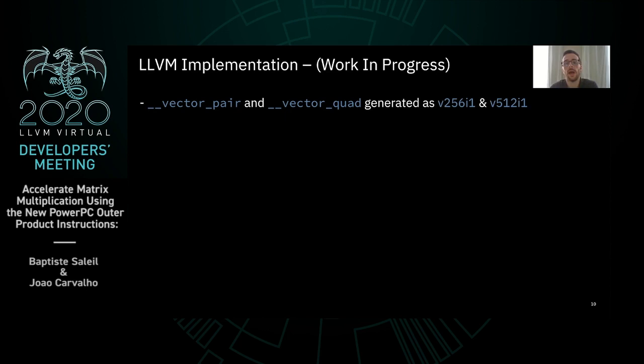So we had a little bit more trouble to implement the instructions in LLVM. So we used the V256I1 and V512I1 for the new types in the PowerPC backend. These types were not used before on PowerPC, so they are now completely dedicated to MMA.